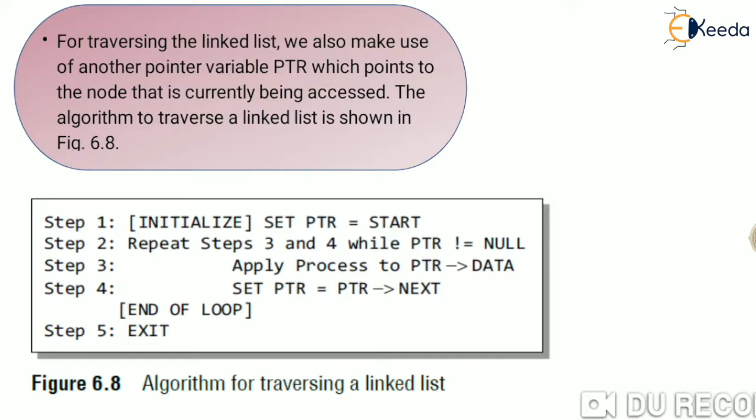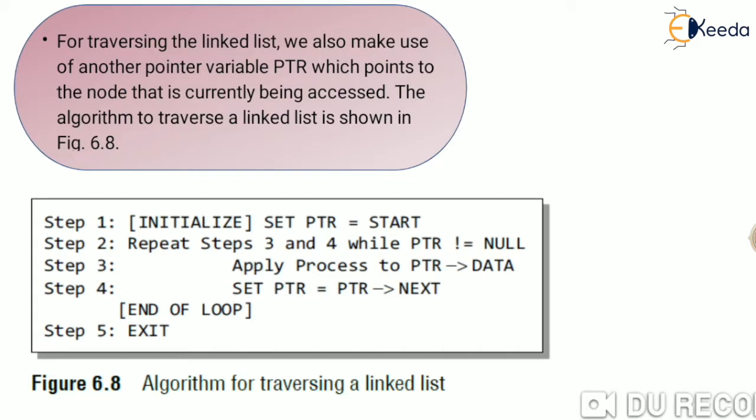Now see here, this is a very simple algorithm. This is the first algorithm that we are writing for visiting each and every node in a simple manner. In the algorithm, we are setting the pointer to the start, because from the start we initialize our process of searching the node. That's why we write: initialize, set ptr is equal to start.